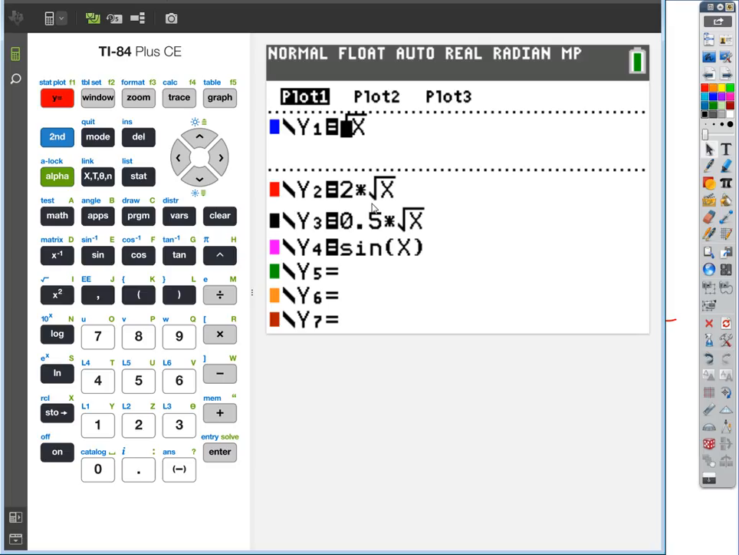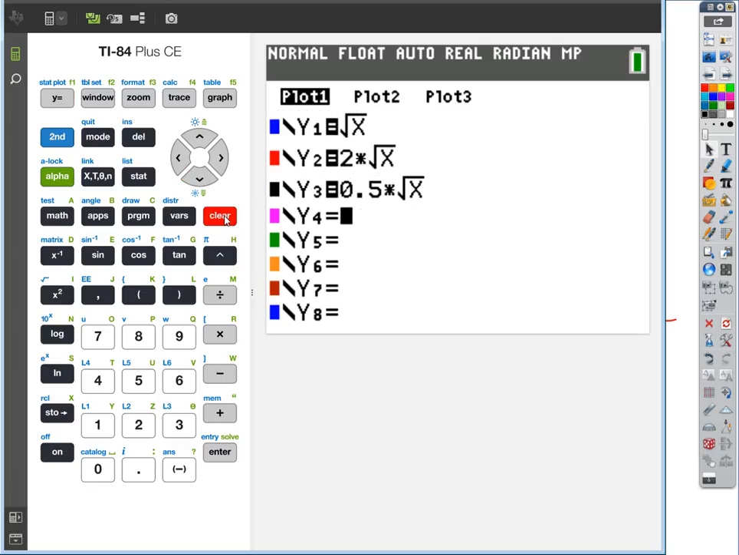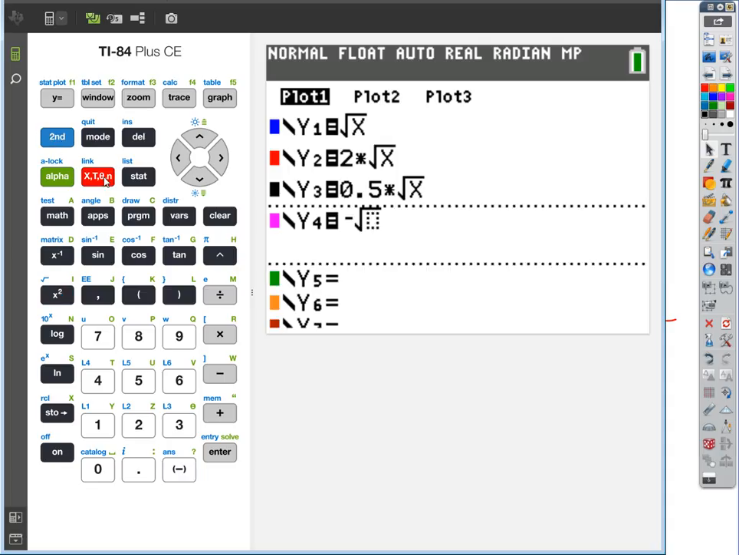Add a negative? You mean make x negative? Flip it over the x-axis. Let's try this. So you're saying I'm going to do, oops, what did I just do? You have to make the whole function negative. Okay, let's try that. Negative square root x, like that? Yeah. Okay, let's try that.